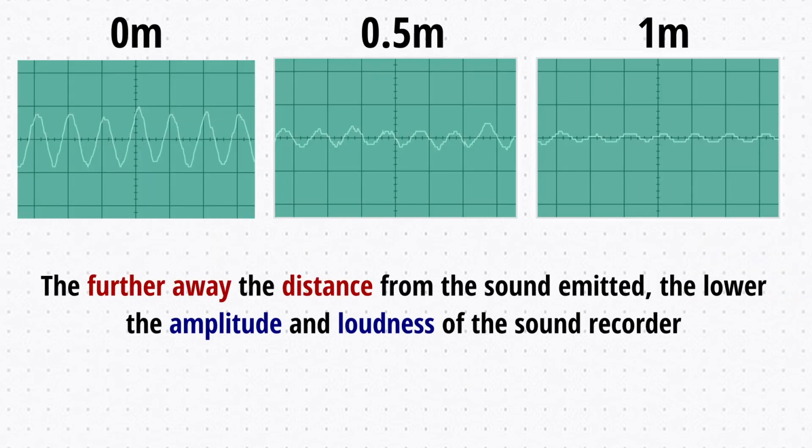Conclusion: the further away from the sound emitted, the lower the amplitude and loudness of the sound recorder. This is because as sound waves travel further away from their source, the more spread out their energy becomes.